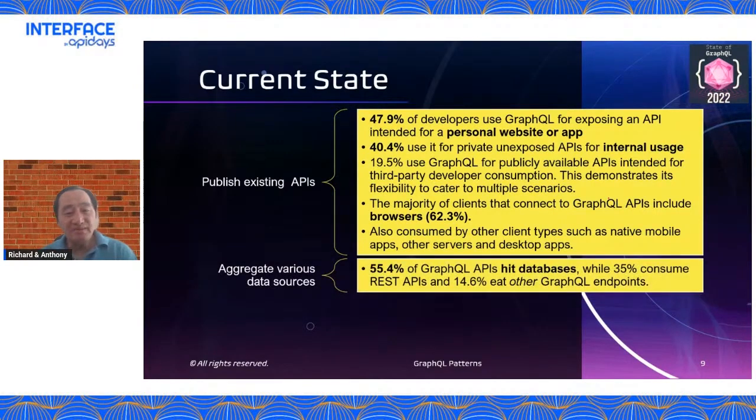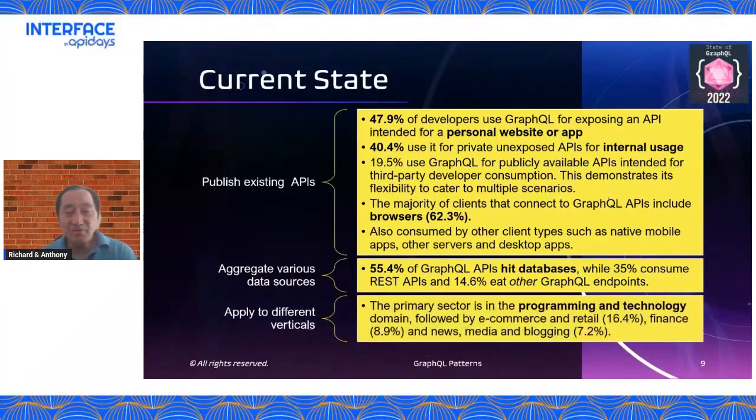Next, we look at the backend. 55% of the GraphQL APIs actually hit the databases, while 35% are using the existing REST APIs. And predominantly, GraphQL is used in programming. Literally, you have these professionals doing some coding and providing some resolvers and all this kind of logic to enable GraphQL. And then it breaks down into some other sectors with the numbers here.